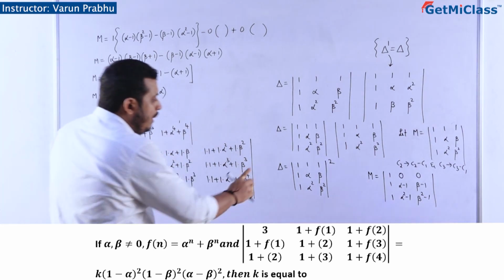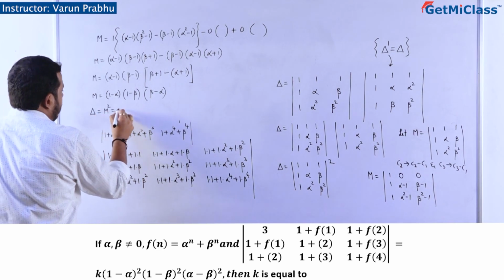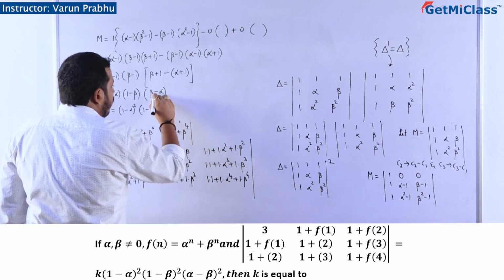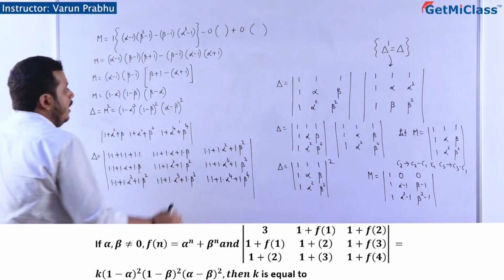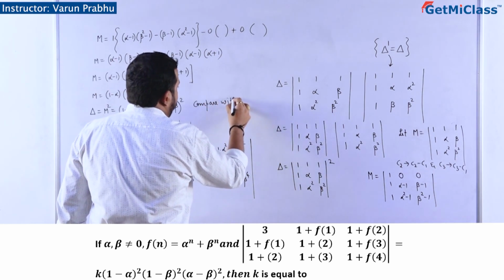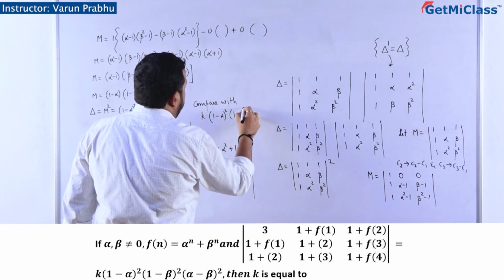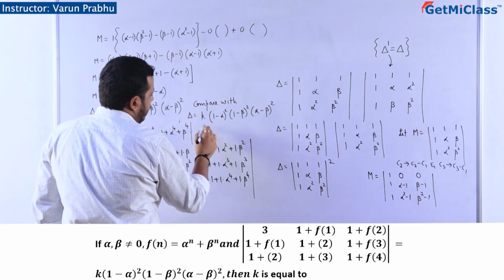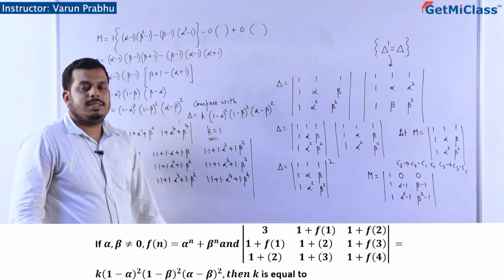Okay, but your delta will be m square, right? Delta will be m square. Delta is as good as writing m square, which is nothing but 1 minus alpha square into 1 minus beta square into beta minus alpha the whole square, which can also be written as alpha minus beta the whole square. Now if you compare with the question, the k into 1 minus alpha square, 1 minus beta square into alpha minus beta the whole square, compare with delta. So that value of k will be equal to how much now? The value of k will be equal to 1. This is the answer to the question.